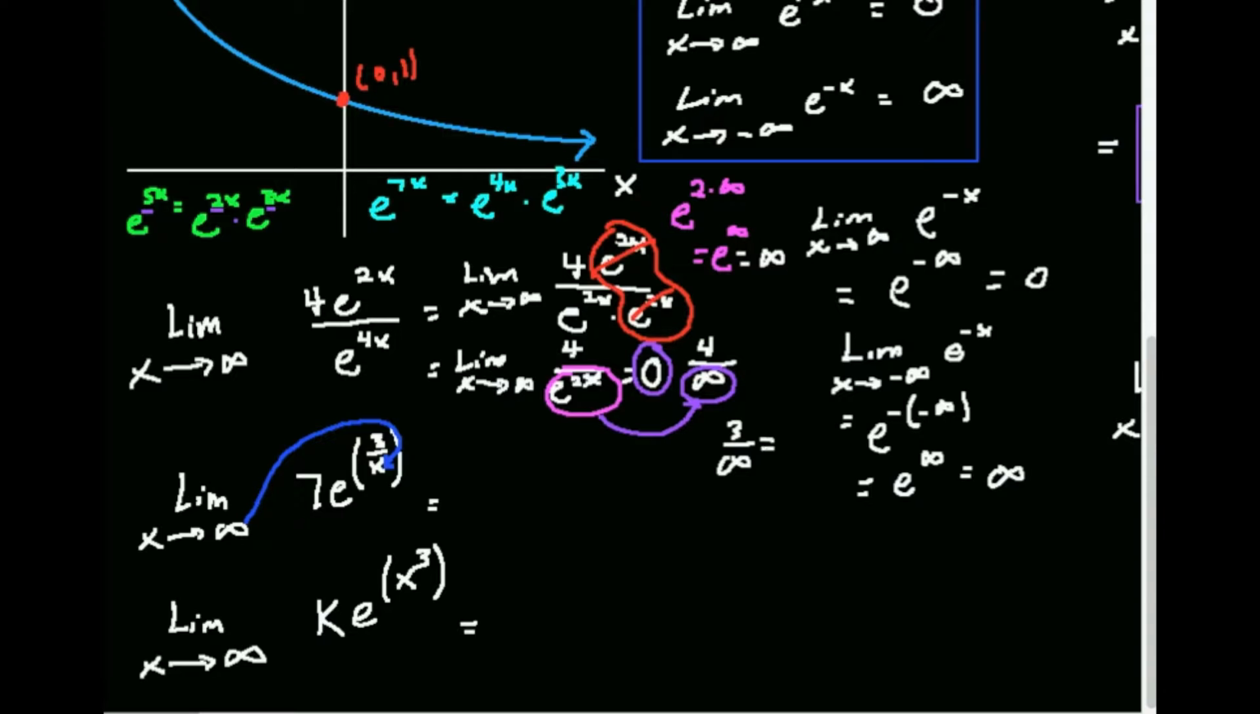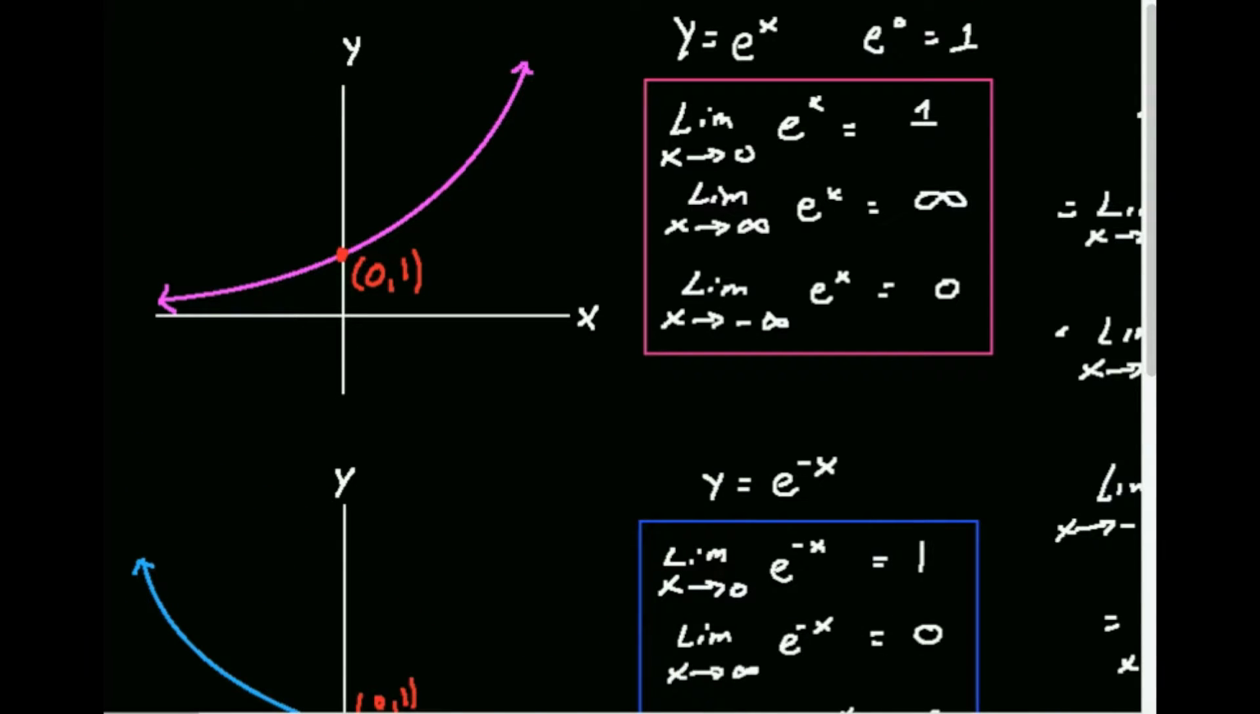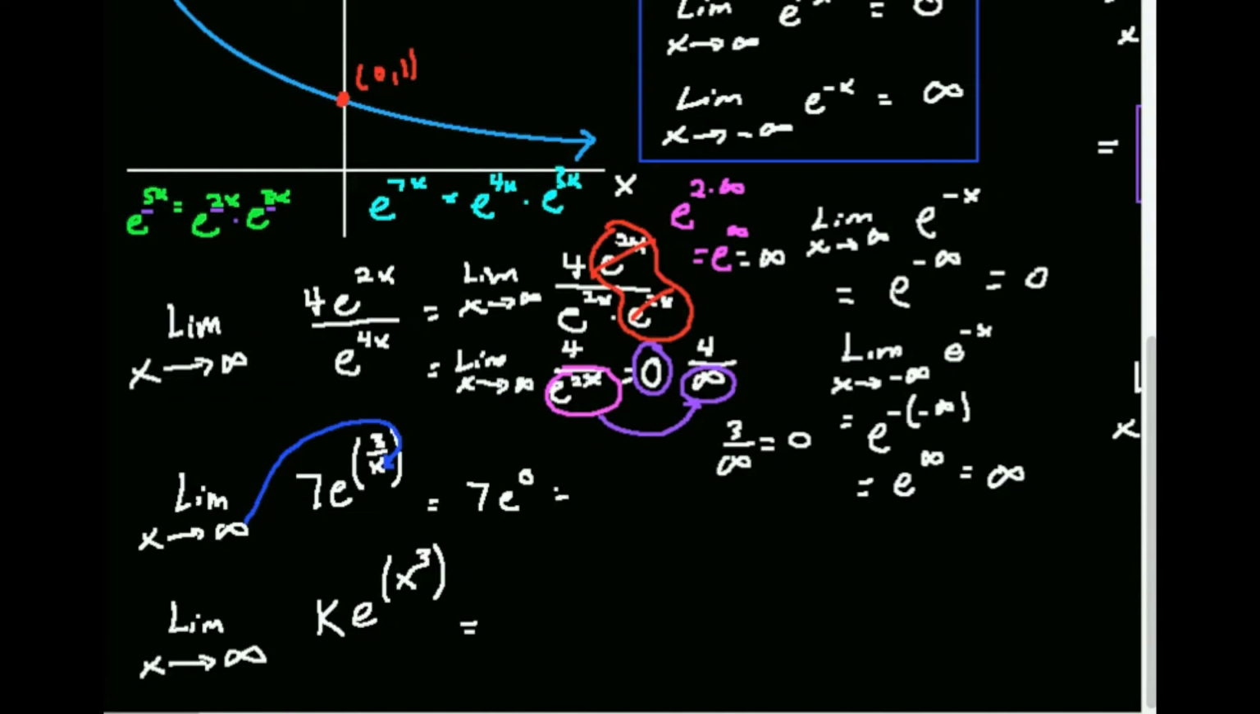3 divided by infinity is what? It's just 0. So essentially this limit, since I plug in infinity here, it just becomes 7e to the 0, right? 3 over infinity is 0, so this is just 7 times e to the 0. And what did we say e to the 0 was? If I take e and plug in 0 for x, that's just 1. That's an important thing to remember. So this is just 7 times 1, or just 7.